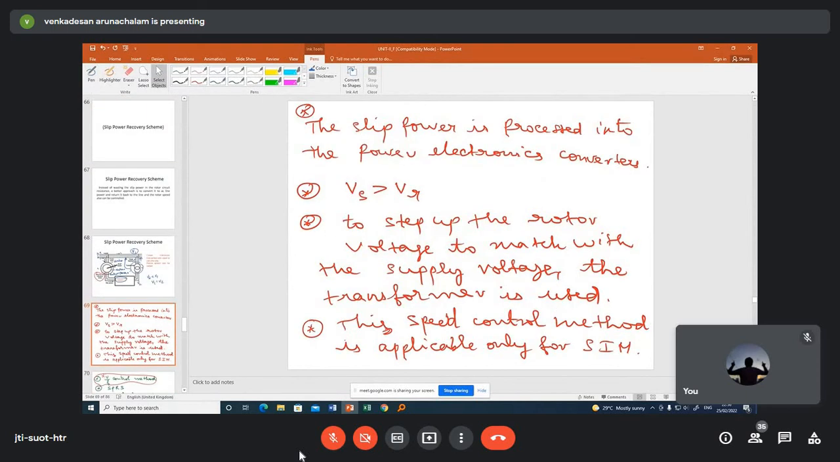So slip power is processed in the power electronics converter. To step up the rotor voltage to match with the supply voltage, a transformer is used. This speed control method is applicable only for the slip ring induction motor.